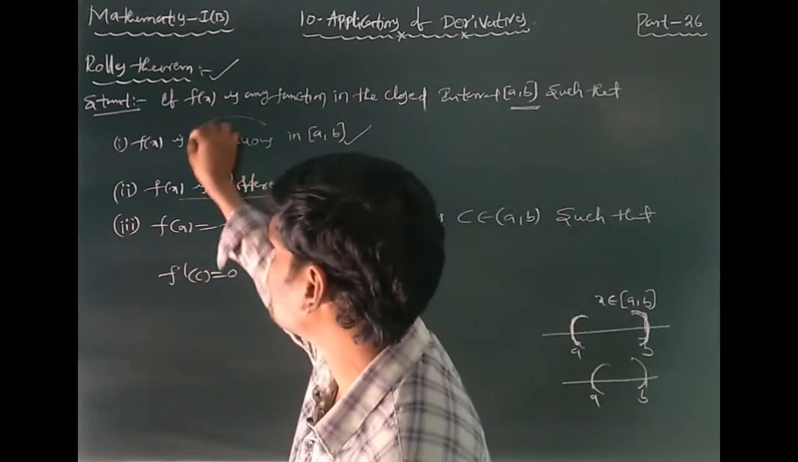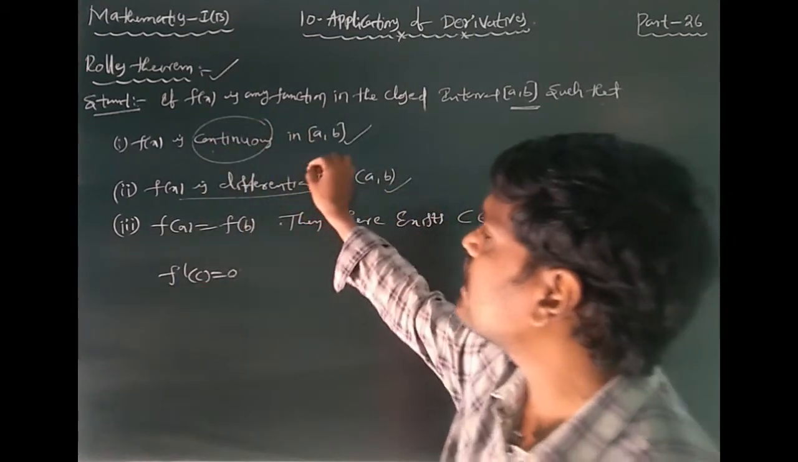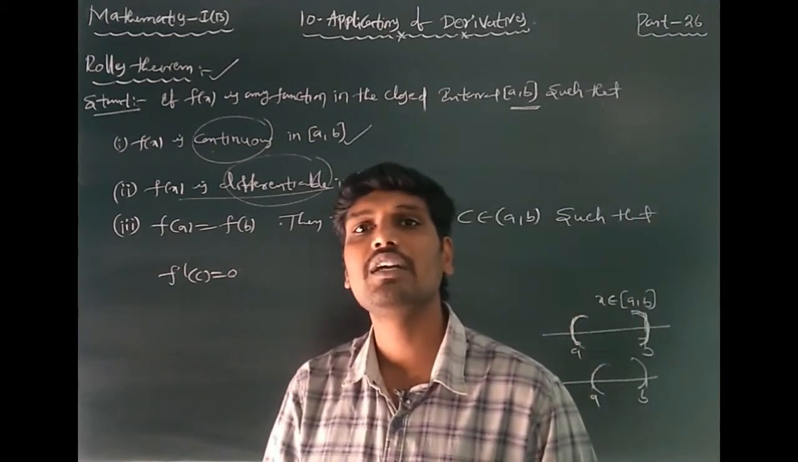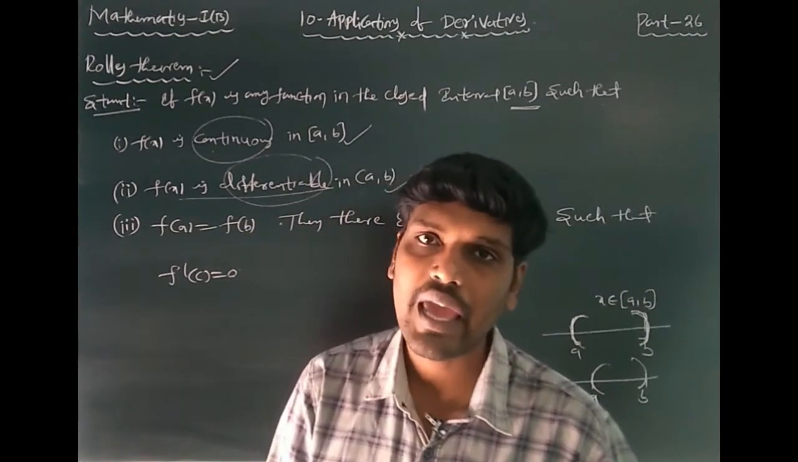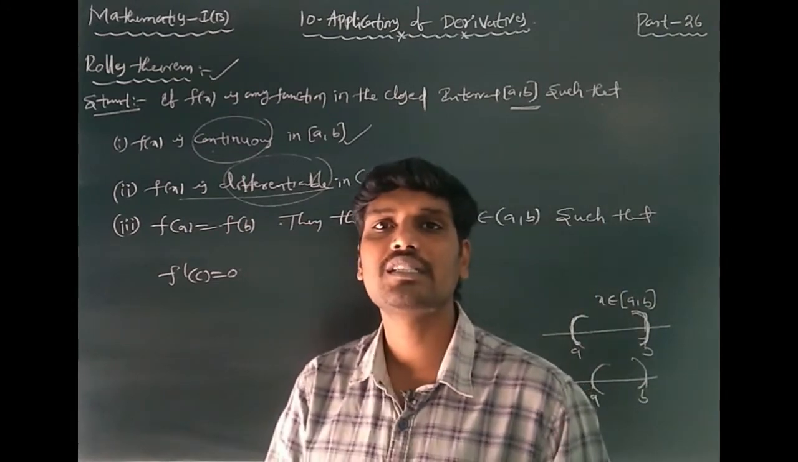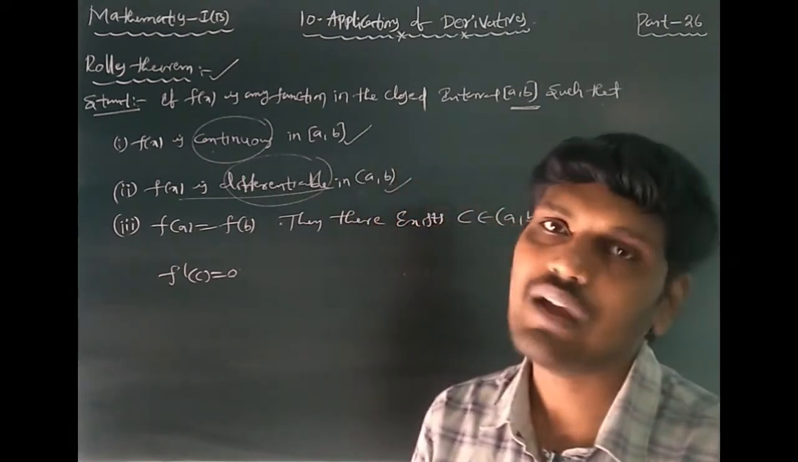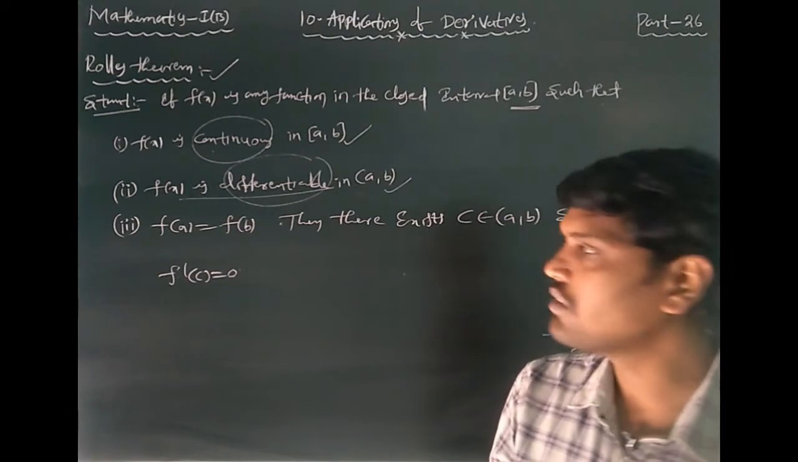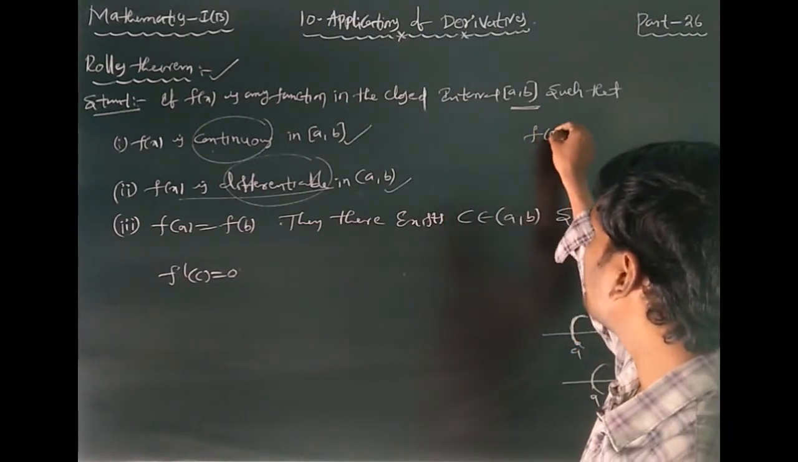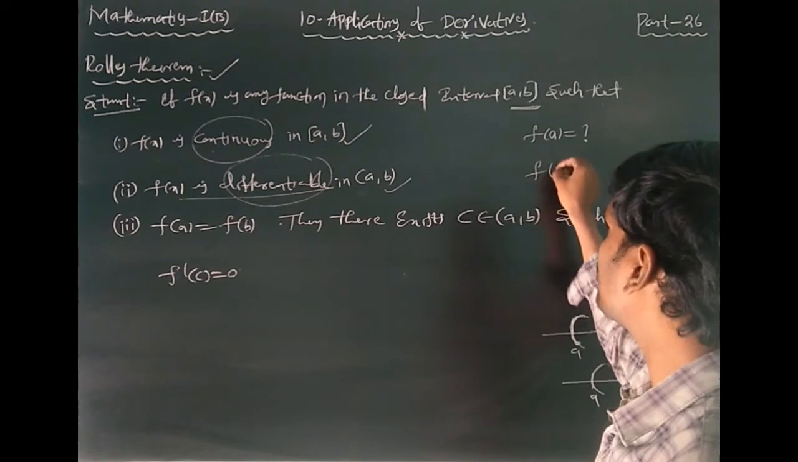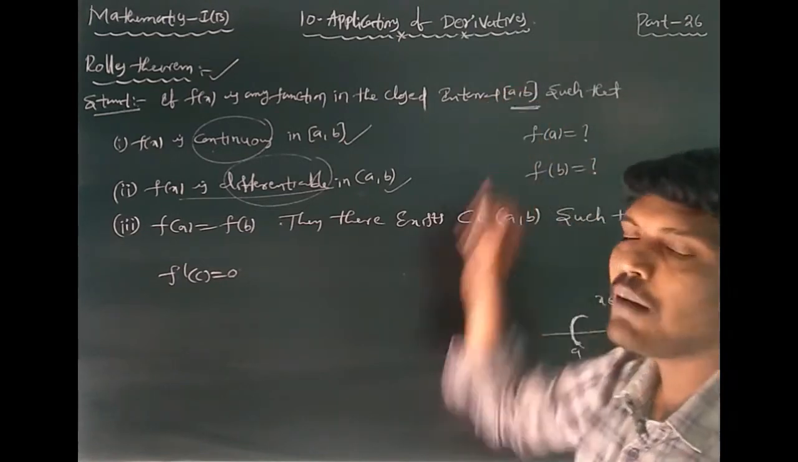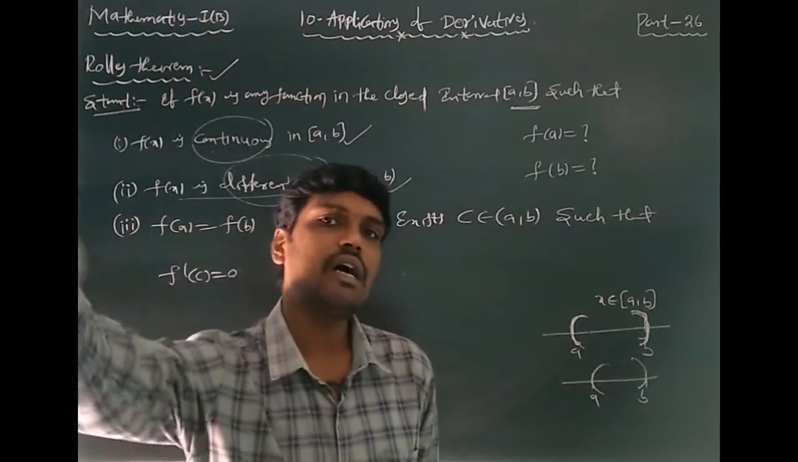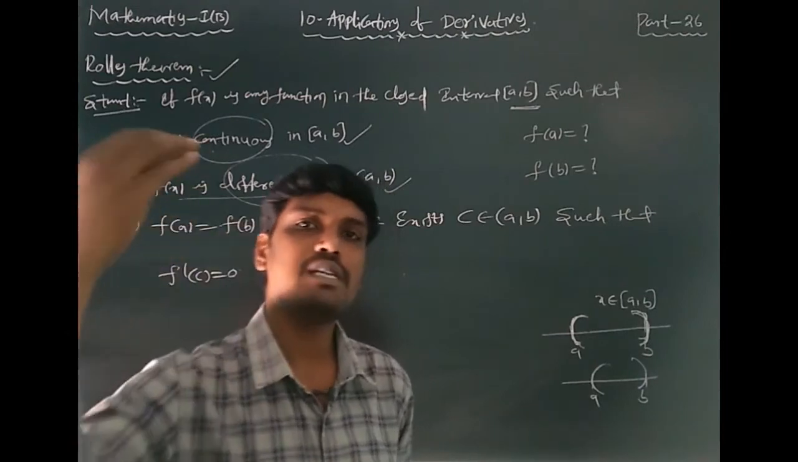First condition, f of x is continuous. Second condition, f of x is differentiable. First condition, f of x is continuous in the closed interval a comma b. Second condition, f of x is differentiable in the open interval a comma b. This is the first one. This one is the second one. Third one, if you find the f of a value, similarly you find the f of b value. Here a comma b are the interval values. Here a is the lower limit, b is the upper limit, nothing but a is the minimum value, b is the maximum value.